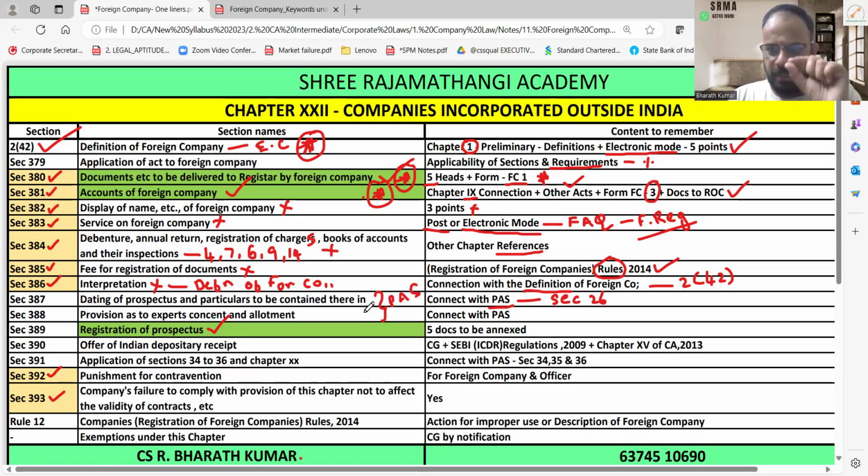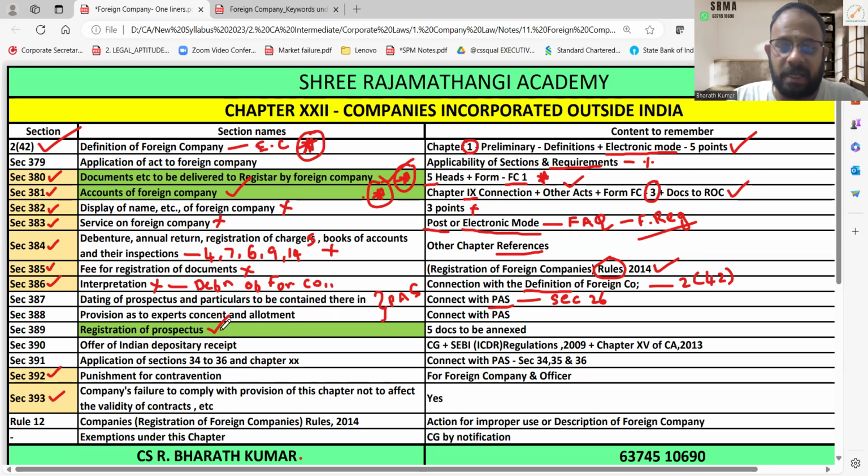So next, 387 and 388 are interconnected because it is PAS. 387 is what? Dating of prospectus, particulars to be contained. Go directly to section 26. You will get it. You don't need to sit in the middle with this chapter. You can revise that chapter again once, because now you know what foreign company means, yes, you can still try to do it based on the requirements of the prospectus mentioned in section 26 for foreign company as well. So you don't need to sit and study here. You can glance and go back there. So this is not again a very big question because you will connect there.